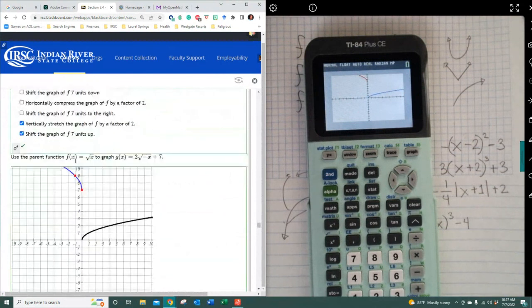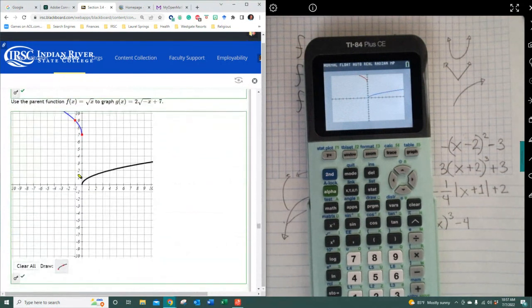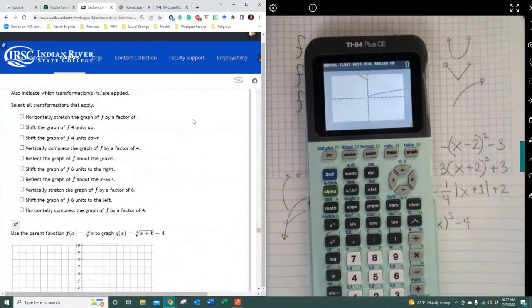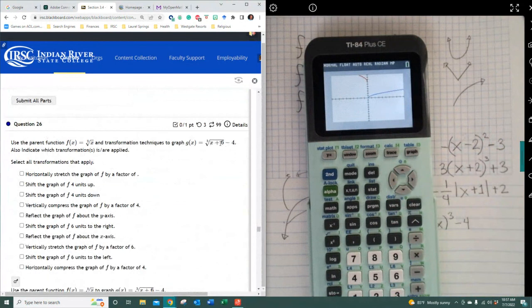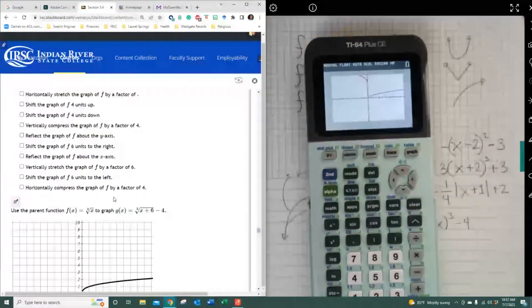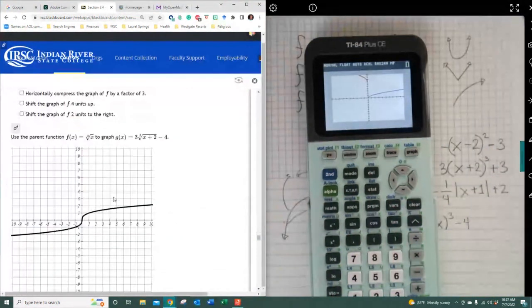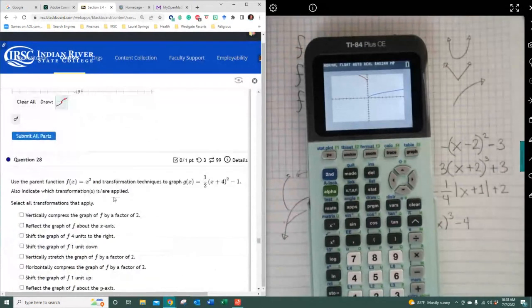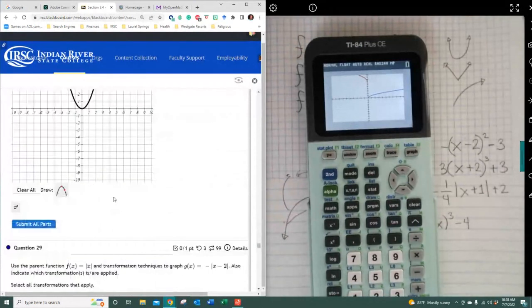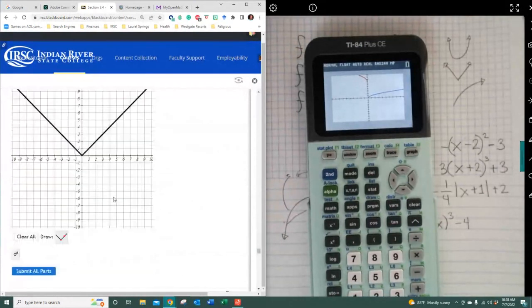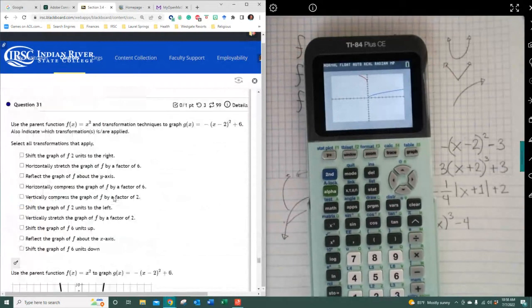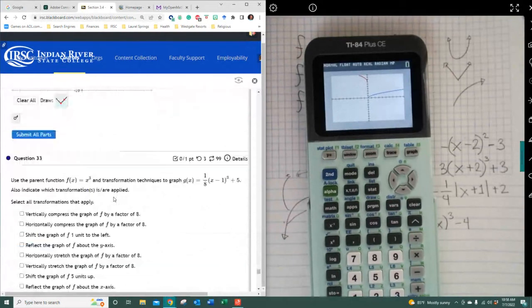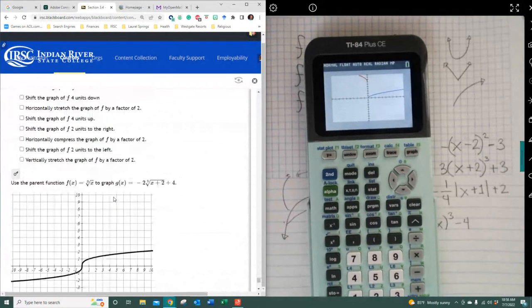So that was just an example of how you can use technology to accompany the graphing. And so you can go ahead and do the same thing for these. There's a lot of these. They're just challenging you with different constructions and configurations of them. So that is, in a nutshell, all the different graphing techniques for transformations.